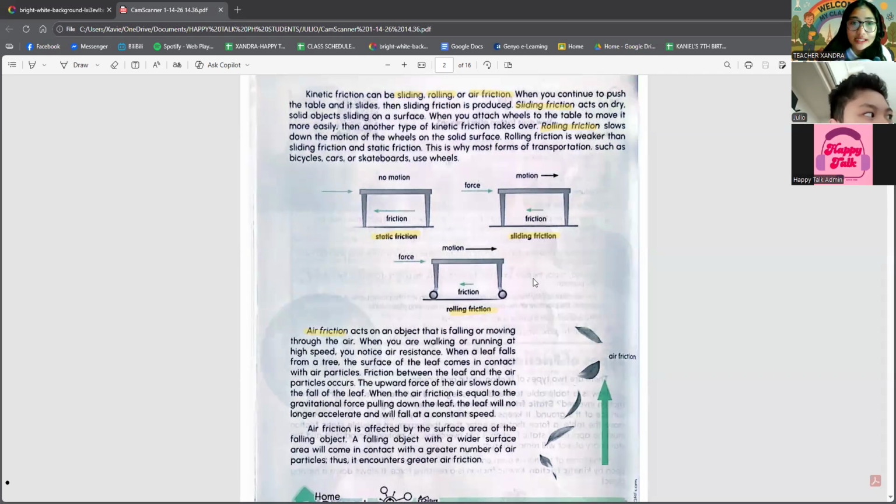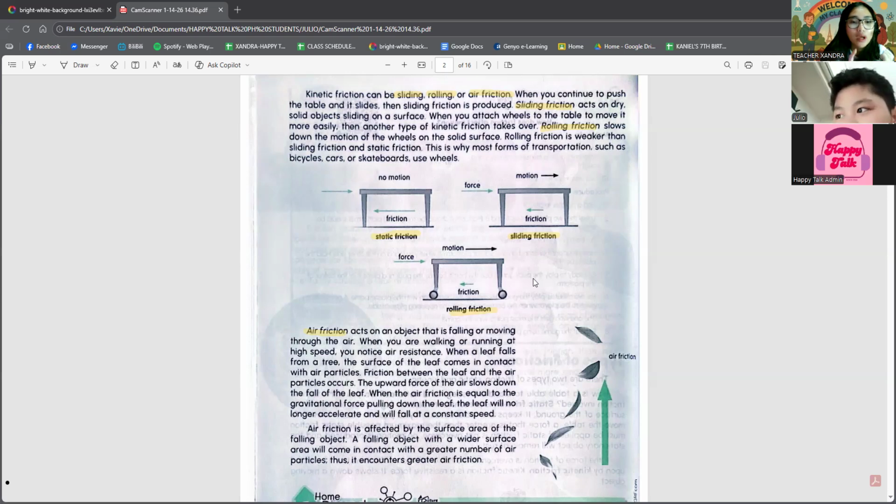Rolling friction is weaker. Static friction is strong. Sliding friction tries to slow it down. Sliding friction is weaker than static friction, but it still resists motion. Rolling friction is weaker than sliding friction. That's why we use wheels. Give me an example of things that have wheels.